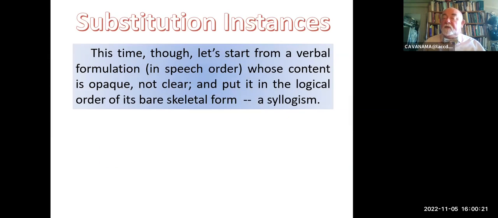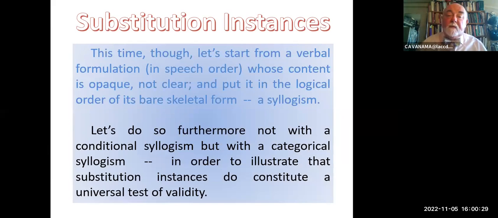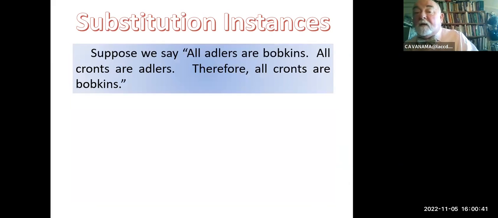This time I'm going to start from a verbal formulation in speech order whose content is not clear, and put it in logical order in its spare skeletal form as a syllogism. Furthermore, I'm going to do it not with a conditional syllogism this time, but with a categorical syllogism, because I want to illustrate that substitution instances do indeed constitute a universal test of validity. Okay, so suppose we say all Adlers are Bobkins, all Krantz are Adlers, therefore all Krantz are Bobkins.